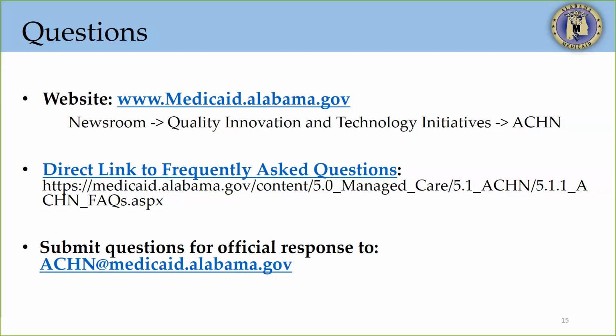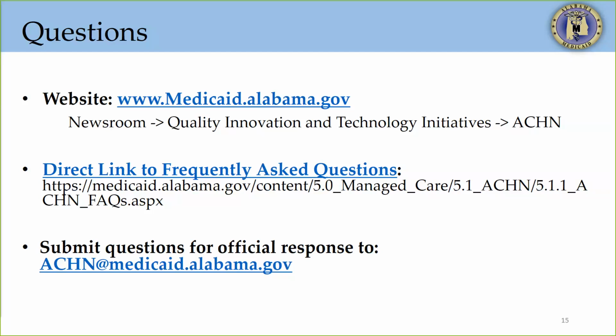And someone's asked for Travis's email address again. It is Travis.Houser, HOUSER, at Medicaid, MEDICAID, at alabama, ALABAMA.gov. And that will be posted on the website as well as under the provider resources.